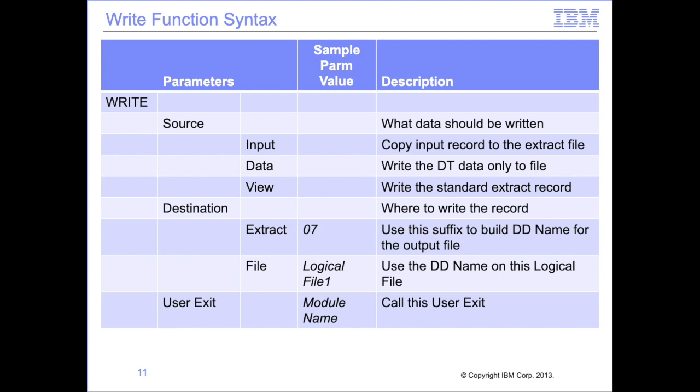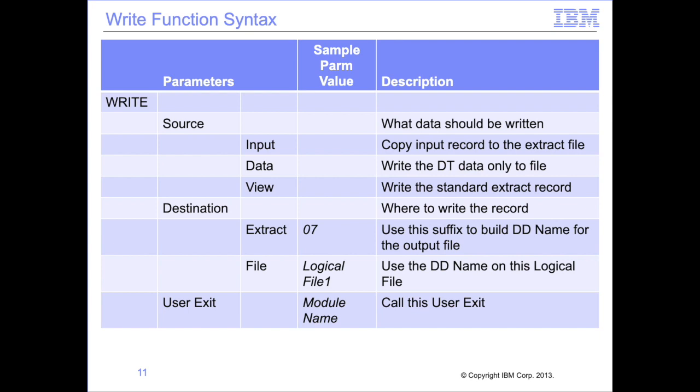These are the elements of the write verb syntax. The write verb keyword can be followed by 3 parameters which specify 1. Source, 2. Destination, 3. User exit. The source parameter can be used to specify 3 possible sources. 1. Input data, which means the view is a copy input view. The extract file contains a copy of the input record. 2. Data, which means the DT area is to be written to the extract file. 3. View, which means the standard view extract record is to be written to the output file.